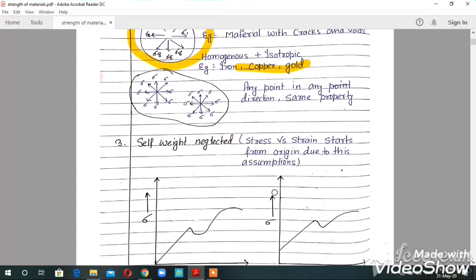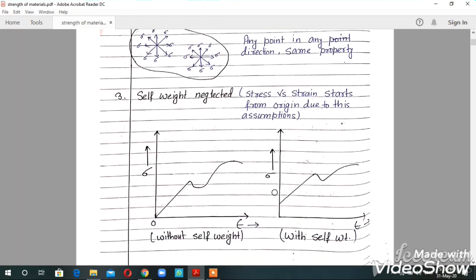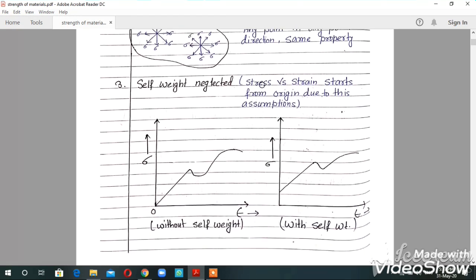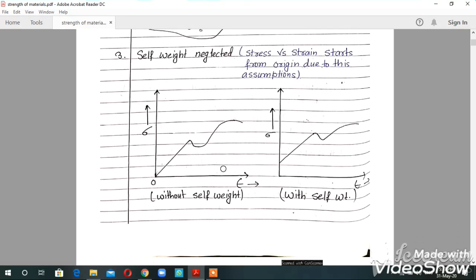And next come to self-weight neglected. This is a stress versus strain graph. This is the weight or self-weight, and this is the weight or self-weight.